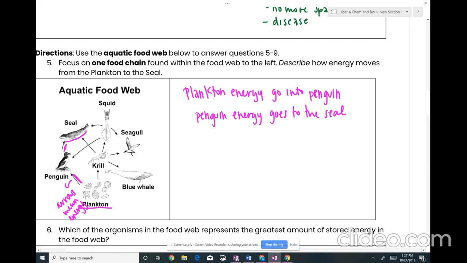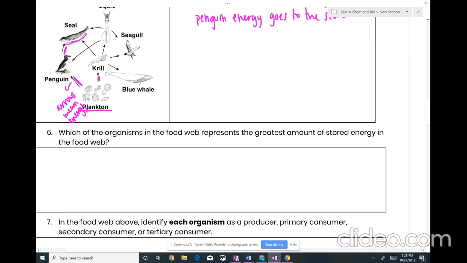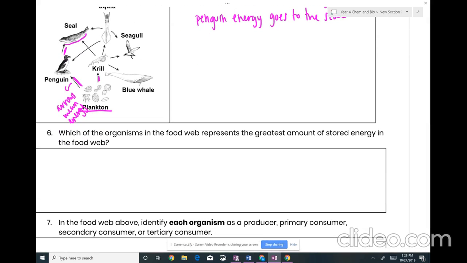Right? So that is why I'm saying that. The other answer that you could say is the plankton energy goes into the krill, right? And then the krill goes into the seal. So you'll see that you have my plankton that also goes into the krill as well. Okay. So it says, which of the organisms in the food web represents the greatest amount of stored energy?